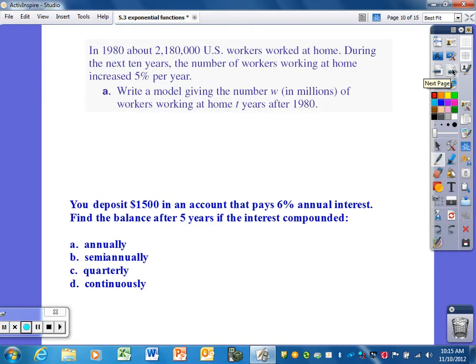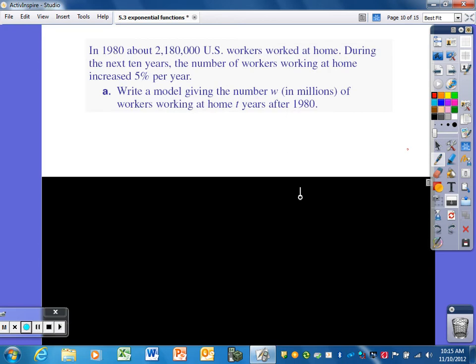So we're going to practice these interests. So first of all, in 1980, about 2,180,000 U.S. workers worked at home. During the next 10 years, the number of workers working at home increased 5%. So here in 1980, this would be my initial amount. I'm increasing by 5%. So I have y equals initial amount, let's do 2.18 million, times an increase of 5%, so that's 1 plus 0.05 for 10 years, raised to the 10. So I get 2.18 times 1.05 raised to the 10.